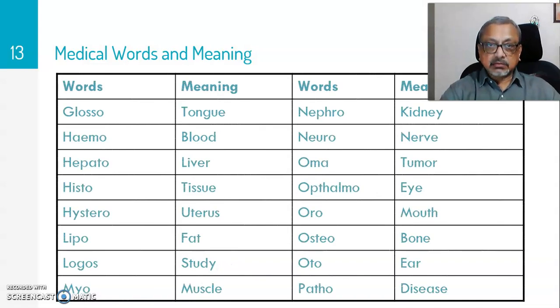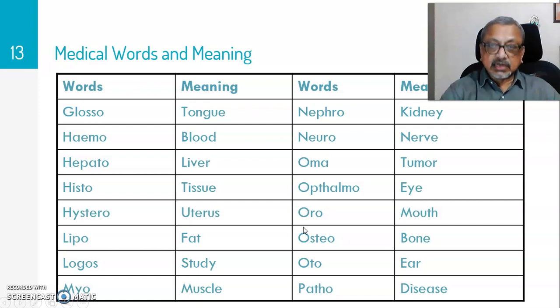Glosso means tongue. Hemo means blood. Hepato means liver. Hepatology. Hepatomegaly, we already spoke about it. Histo means tissue. Histopathology. Hystero means uterus. You might have heard total hysterectomy. Ectomy is the removal. So whenever we add ectomy along with hystero, it becomes the removal of the uterus. Lipo is fat. Liposuction.